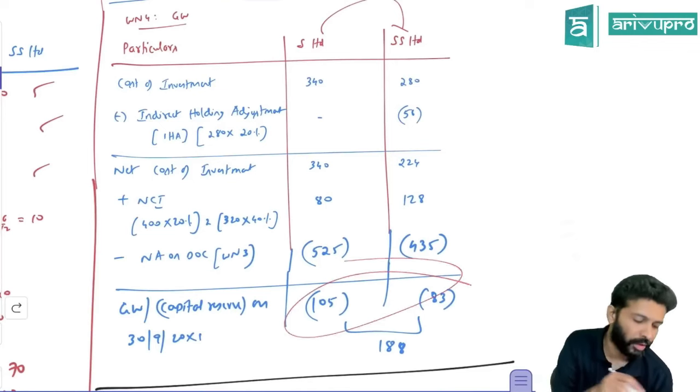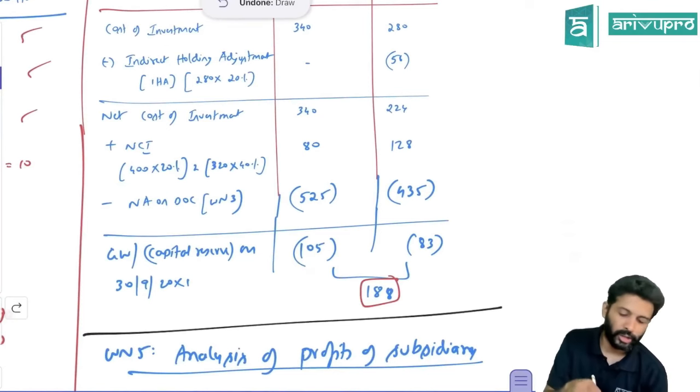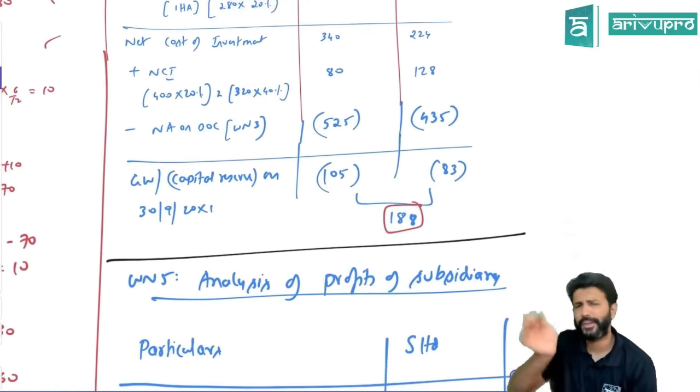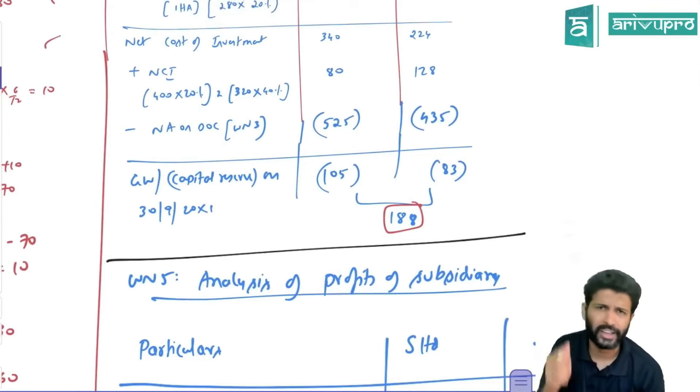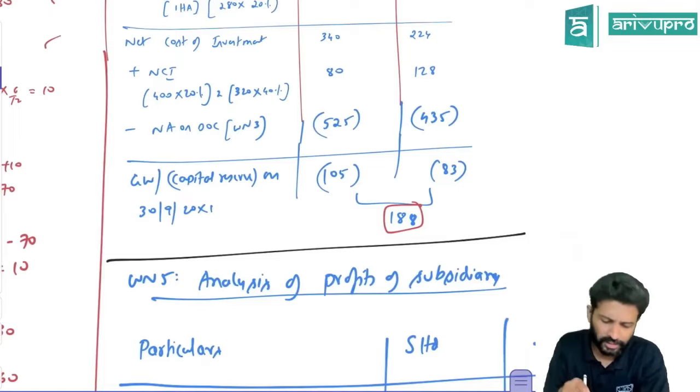Here we're getting a negative number. So it's a capital reserve. Summing it up, it is 188. Both are capital reserve scenarios. Hence we summed up this. If one gives goodwill and another capital reserve, net it off, whichever is higher, show the higher number. If goodwill is higher, show it as goodwill. If capital reserve is higher, show it as capital reserve, like that.